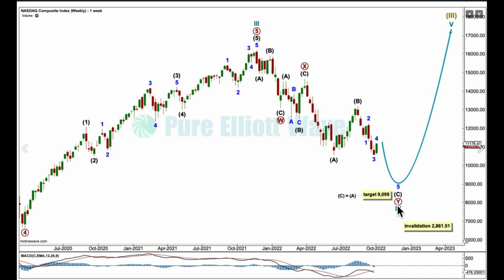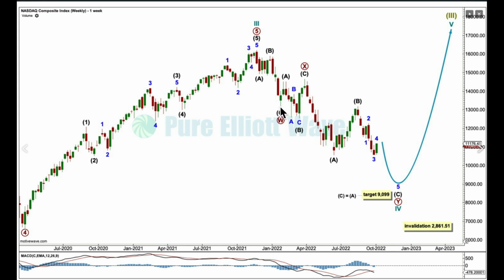I have cycle wave 4 labelled as a double zigzag. This has a really good fit. The first zigzag in the double is labelled primary wave W. It subdivides 5, 3, 5 and it's labelled A, B, C. The double is joined by a 3 in the opposite direction labelled primary wave X, labelled A, B, C. This is an expanded flat correction.